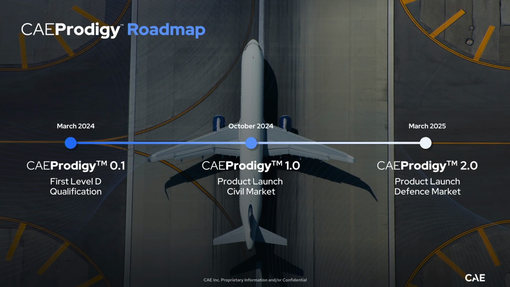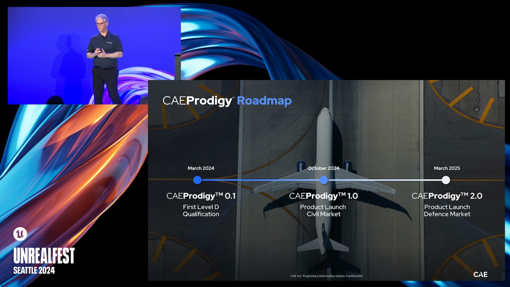So roadmap, there are only 2 slides left here. CAE Prodigy 0.1 was the one that we did in Bangkok, so we got our Level D certification. We're happy about that. Now in October, we're getting our product ready, full capability, and we're starting to switch gear and get all of the DNS capabilities. So that is lots of sensors, higher speed, more paging, more content. There's a number of requirements there.